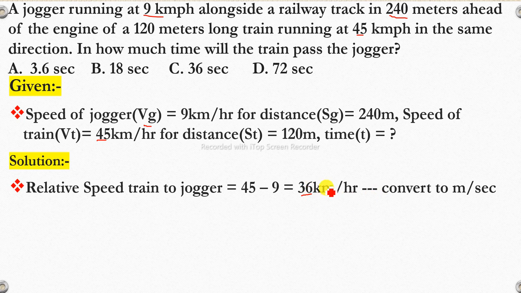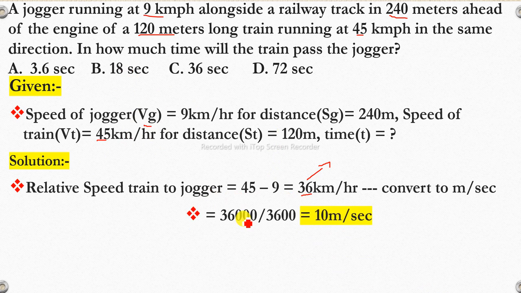So we have to convert this 36 kilometers per hour to meters per second, because the distance we have here is in meters. So we have to change both of them to the same units. So we have to convert 36 kilometers per hour to meters per second.